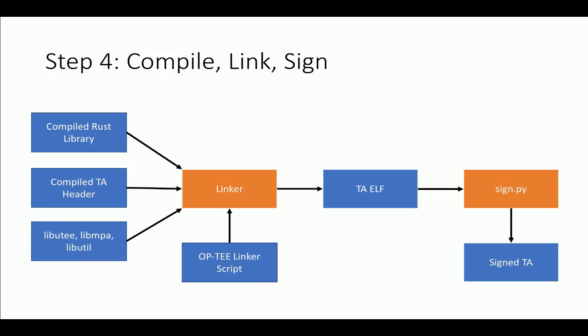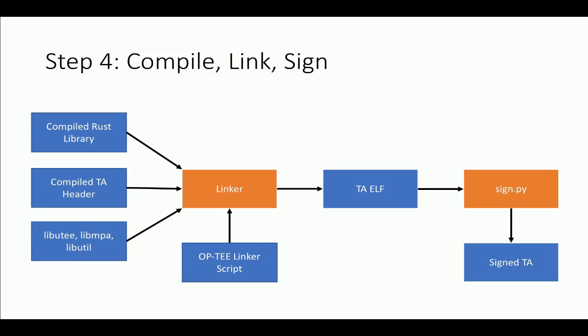Then we have some libraries that are provided by the operating system. This is libutee, libmpa, and libutils. We're going to want to call the functions inside of there to do things like, well, even print to the screen, but also to do crypto and things like that. So we want to include those libraries. And then we have a linker script, which if you've ever wrestled with linker scripts can be not fun to deal with. But we have a linker script that fortunately comes from the project and with minimal modification works.